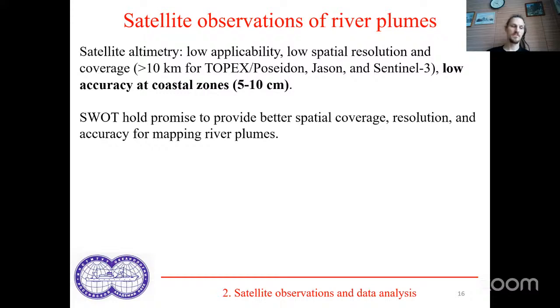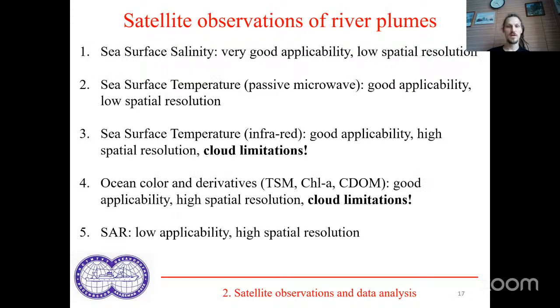It's already available for one year of SWOT data. It was launched just a year and something ago, and it's a big question whether we could use SWOT for good detection of river plumes. So what do we have in total? In this talk I will give special attention to small plumes. For small plumes, we have only sea surface temperature and ocean color and some derivatives of ocean color, which could be used to detect river plumes.